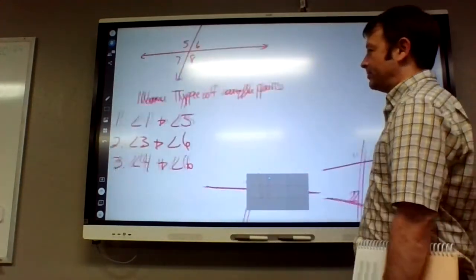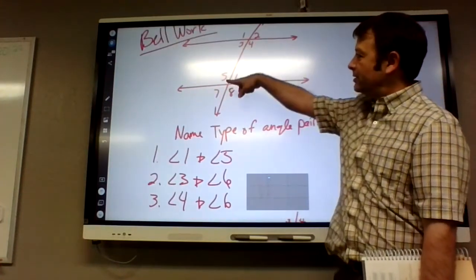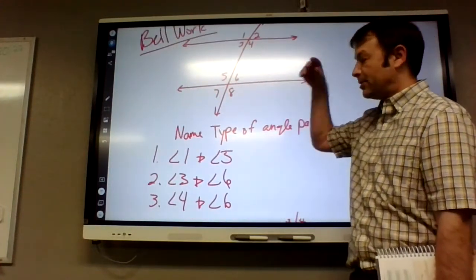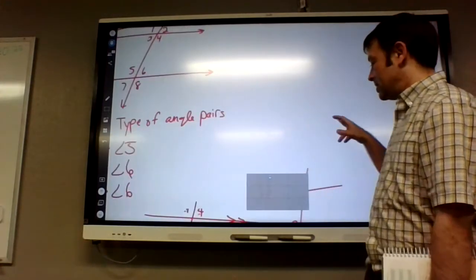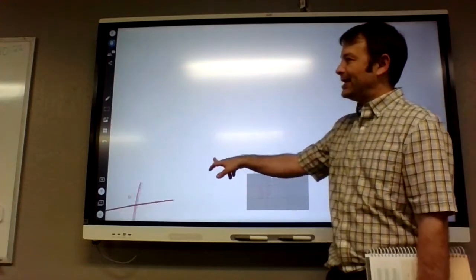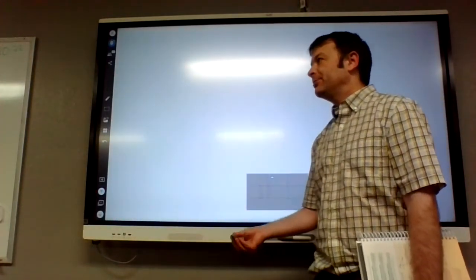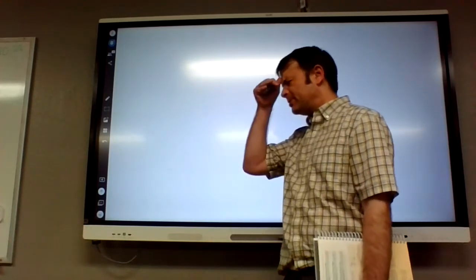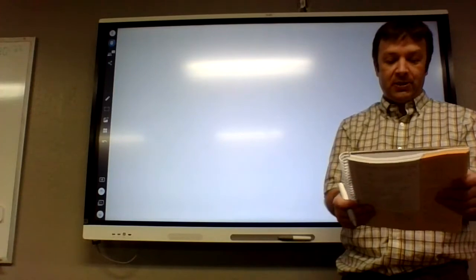We kind of already talked about the bell work. 1 and 5 are corresponding angles, 3 and 6 are alternate interior, 4 and 6 are same side interior. This book calls same side interior consecutive interior, which I prefer the other one, the worksheet version. So I might be calling them that.